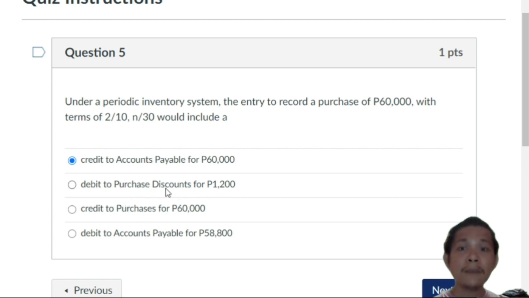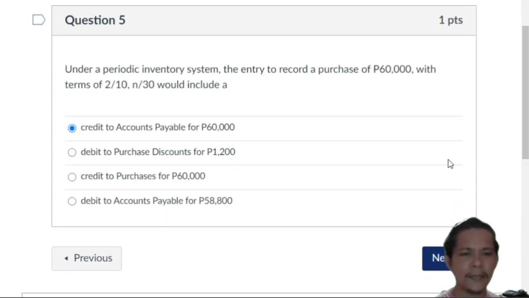Wala kang pakialam sa purchase discount kasi wala pang babayaran. Entry to record a purchase yung tinatanong. Credit to purchases for 60,000, dapat yan ay debit. Okay? And then, debit to accounts payable for 58,800. Dapat credit pero for 60,000, mali ito. So, eto nga yung sagot mo, yung unang pagpipilian.